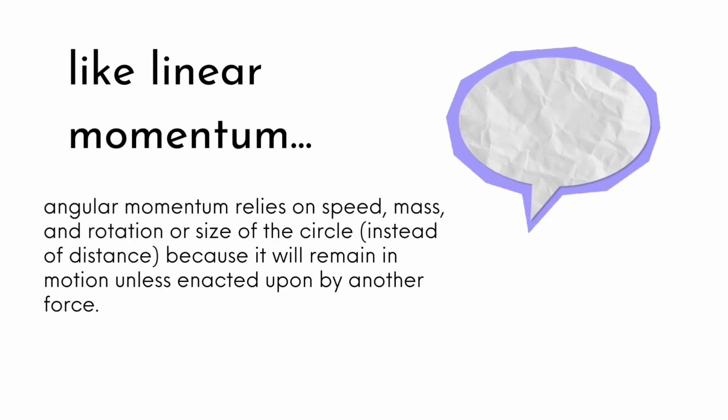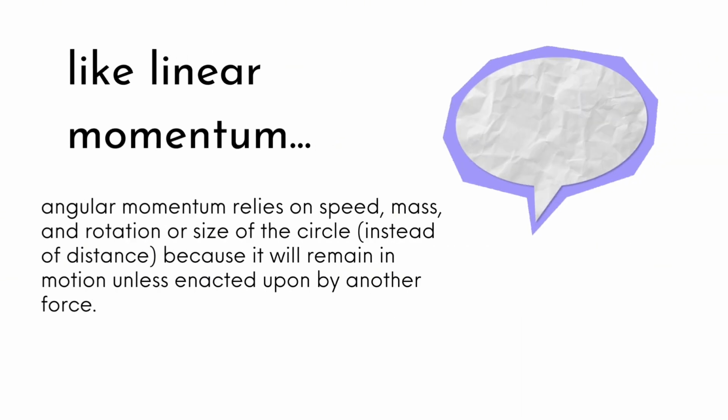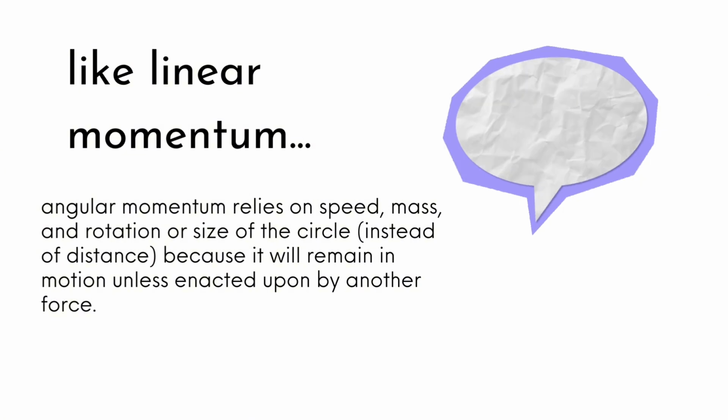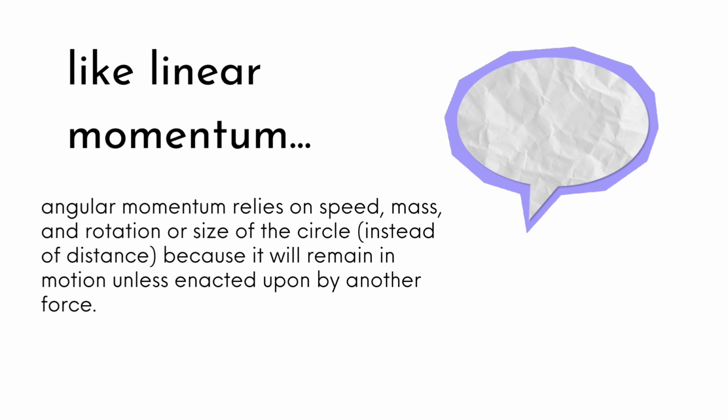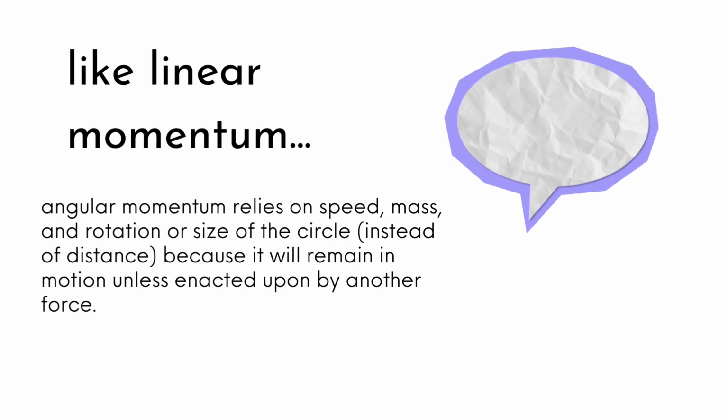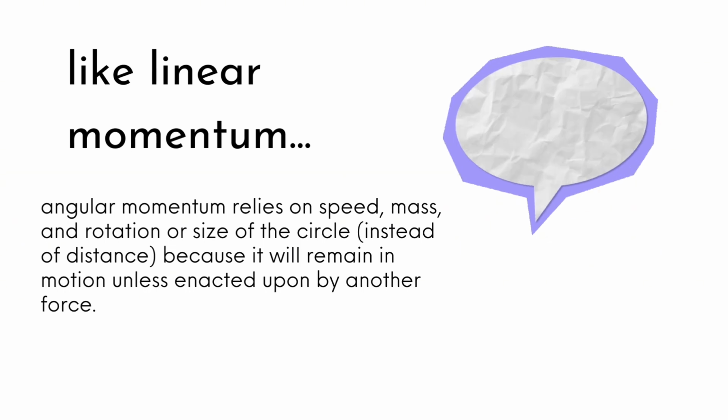It's going to be the same thing, so anything sticking out of the axis of rotation. So just like linear momentum, angular momentum relies on speed, mass, and rotation, or the size of the circle instead of distance, because it will remain in motion unless acted upon by another force. So it's just going to keep spinning unless something else is going to stop it or hinder that motion.